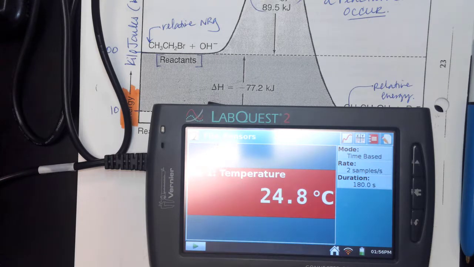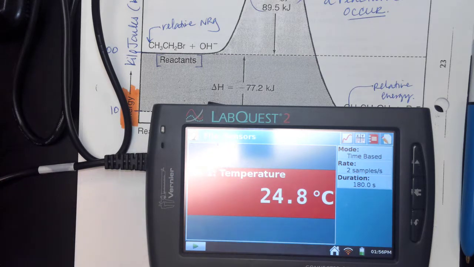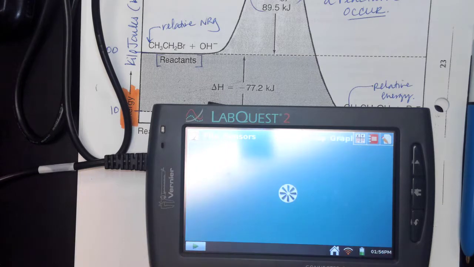Yes, it could if I was measuring energy. It's not going to tell me energy. It's just going to tell me the temperature of the solution. All right. So we're going to collect some data.